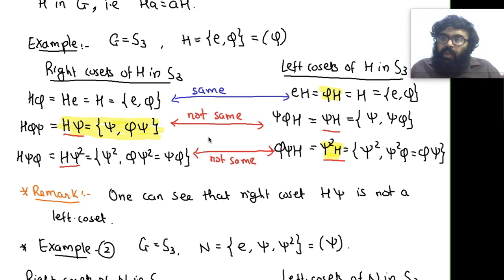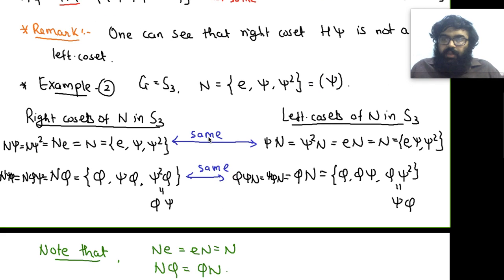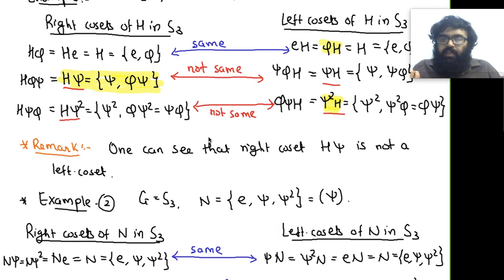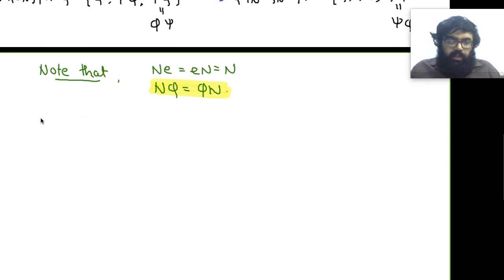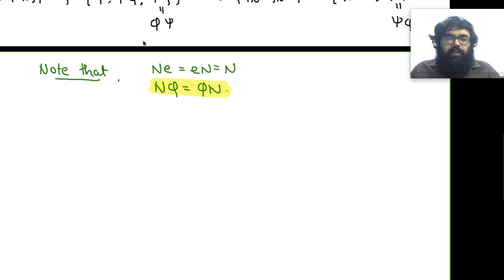But what is interesting is that in a non-abelian group, a right coset can also be a left coset. In abelian group, it is always true. In non-abelian group, you can find an example, but that is not that interesting. What is interesting is a subgroup whose right cosets and left cosets, all of them, are same. So as you can see, N phi equals phi N. Such subgroups are called normal subgroups.